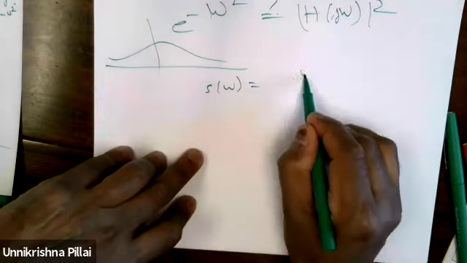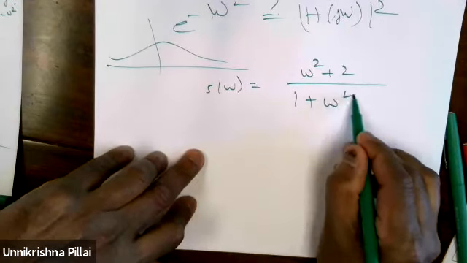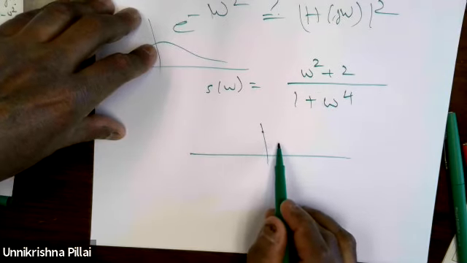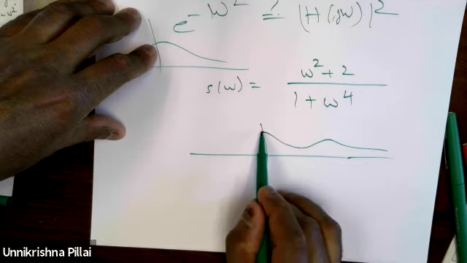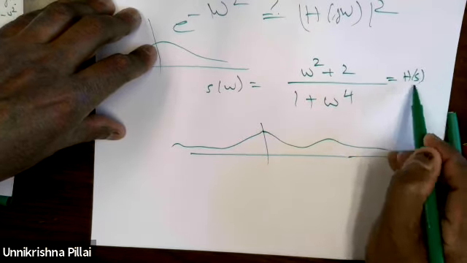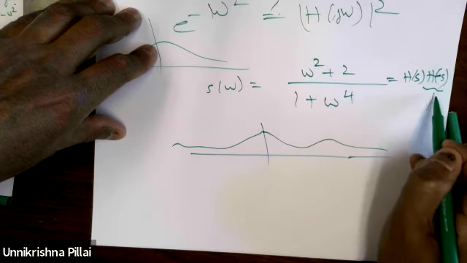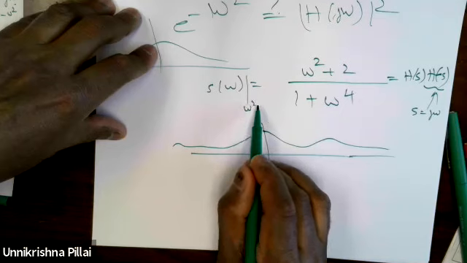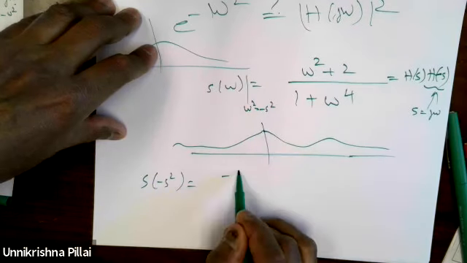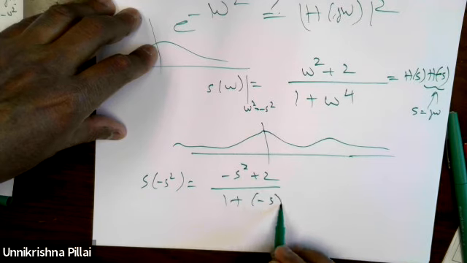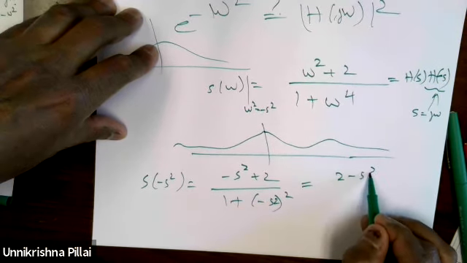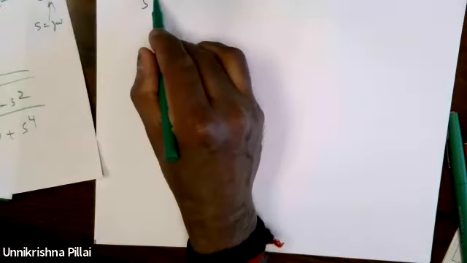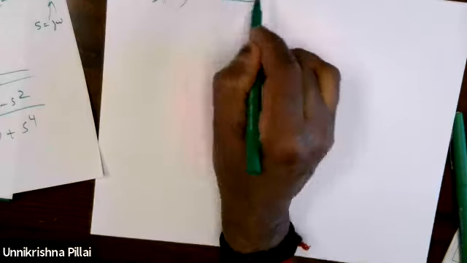Let me make up something else. All right, let's see whether this is a spectrum. If I draw this, at omega equal to zero I get some value, and I guess it will go something like this. The question is, how do I write this as H(s) multiplied by H(minus s)? Remember, s equal to j omega. So I replace omega squared by minus s squared: minus s squared plus 2, divided by 1 plus minus s squared, squared. So this becomes 2 minus s squared over 1 plus s to the fourth.